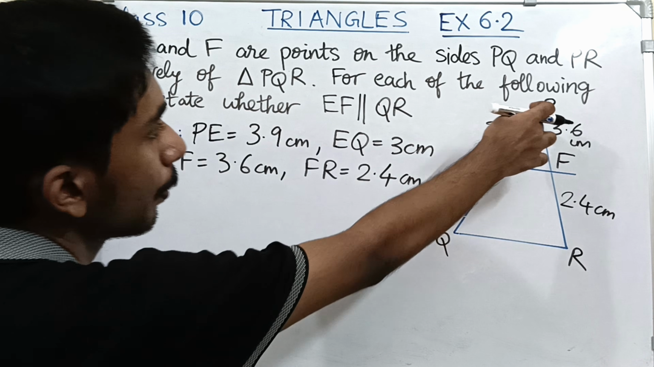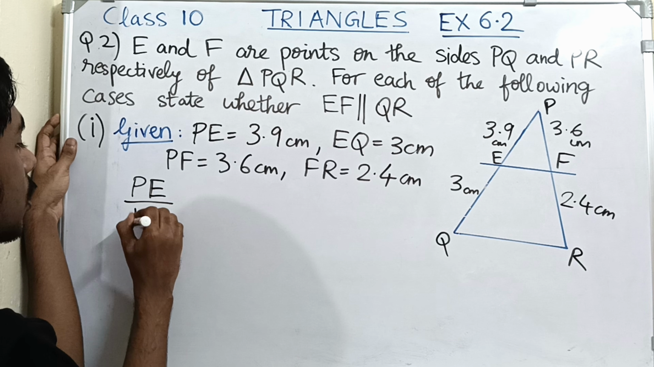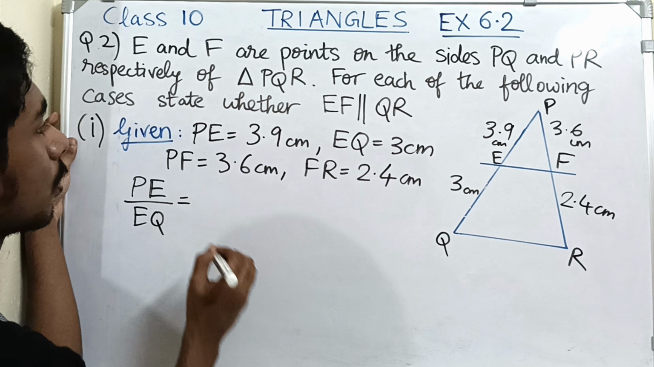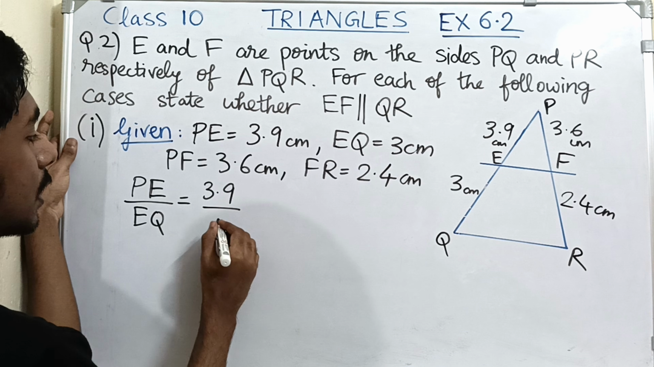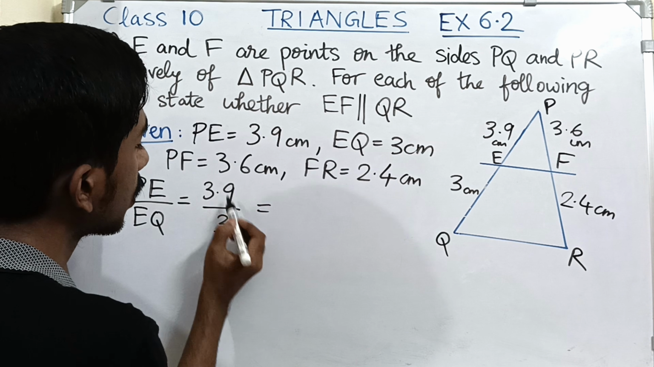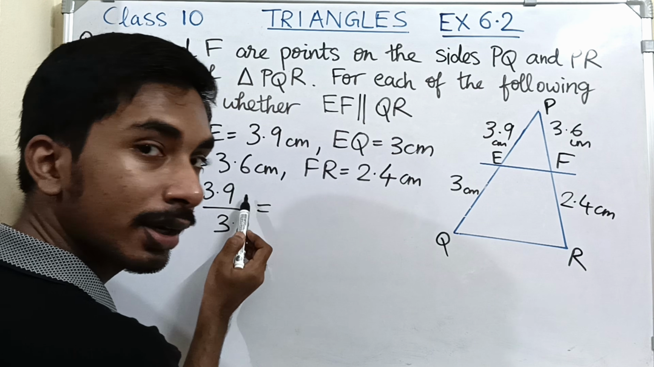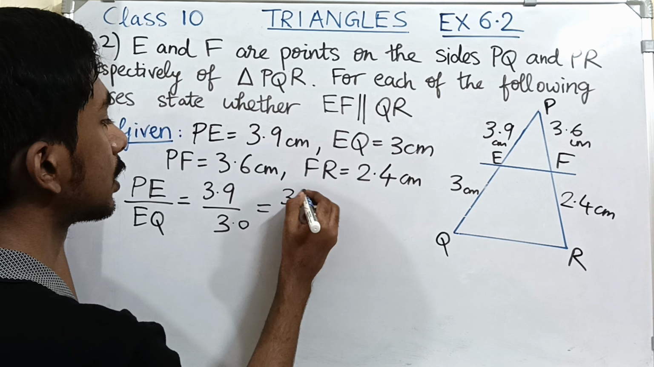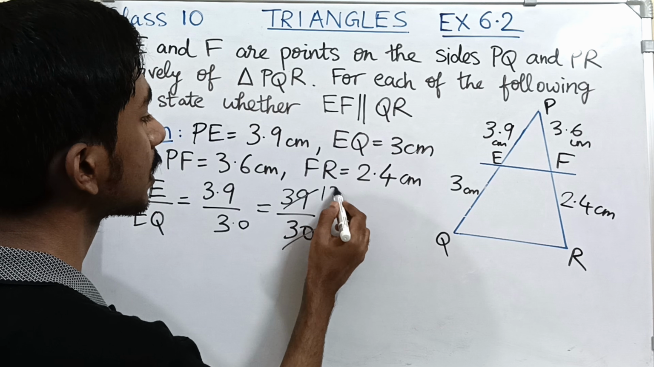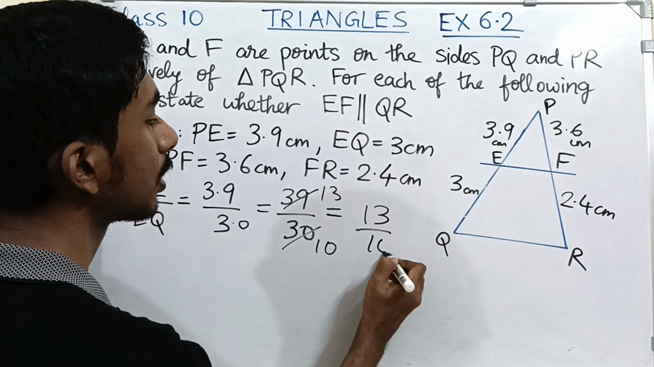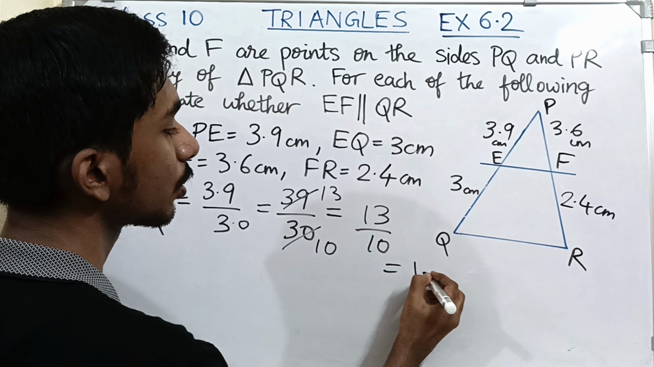The ratio is PE by EQ. First let us take that. PE over EQ is equal to, PE is how much? Put 3.9 divided by EQ is 3. So how much is this? It's 3.0. So you can shift the decimal like this in both numerator and denominator. So it becomes 39 by 30. So 10 3s are 30 and 13 3s are 39. So it becomes 13 over 10. So 1.3 is the ratio.